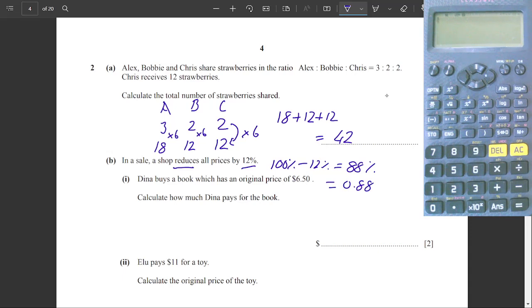That means if the original price of a book is $6.50, the new price will be 88% of that, and we get it by just multiplying by 0.88. So 6.5 times 0.88. There we go. $5.72 is what she pays.